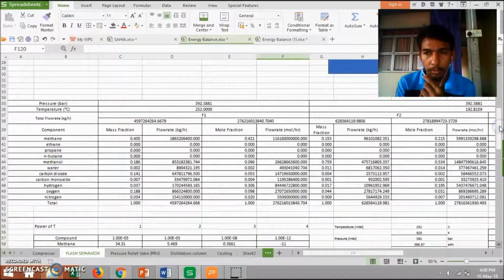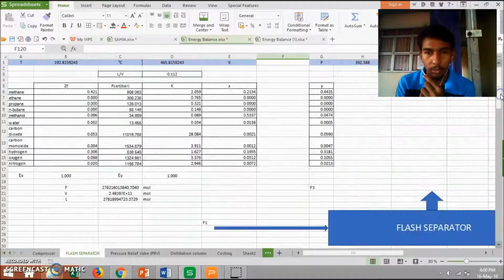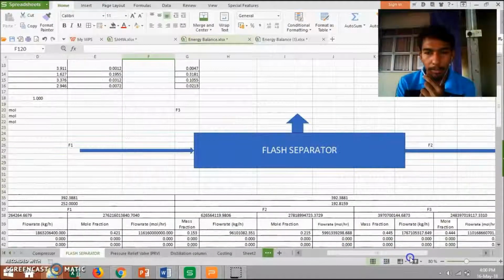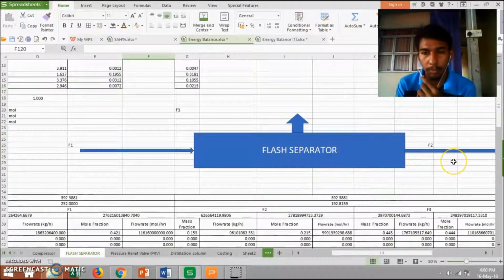Before moving to the flash separator energy balance, I would like to talk about the flash separator function. We can see here the inlet of the flash separator is the product of the methanol reactor, which is in a vapor phase. The function of the flash separator is to separate the unwanted gases. So we have two streams: F3, which is a vapor stream, and F2, which is a liquid stream. The liquid stream will be the inlet for the distillation column.